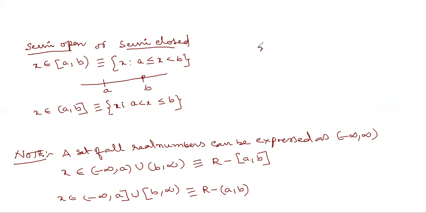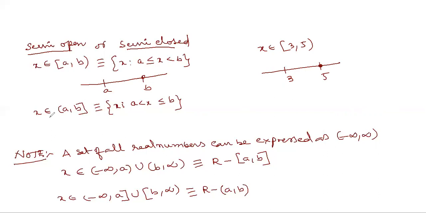Let us take an example: 3 closed and 5 open. What is the meaning of that? Here in between 3 and 5, at 3 it is closed and at 5 it is open.